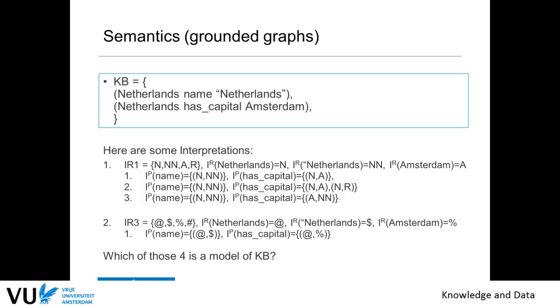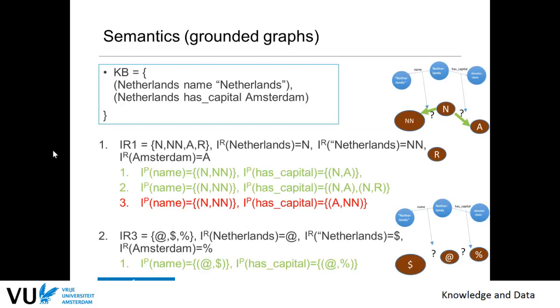Let's look at this first so that you can see this and think a little bit about what you think yourself about the question. The green ones are models. The red one is not a model. And why is this the case?